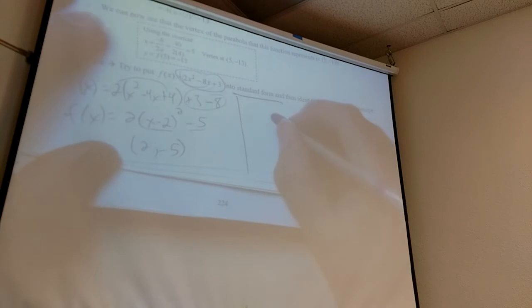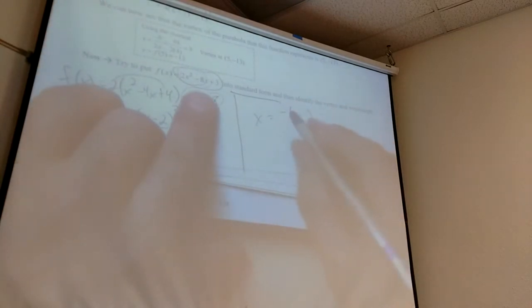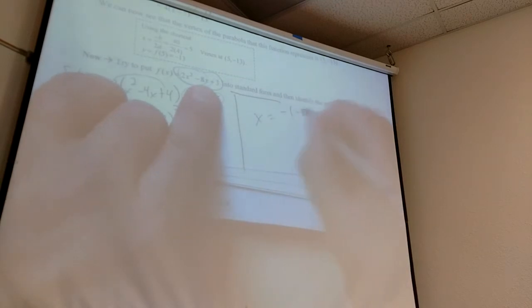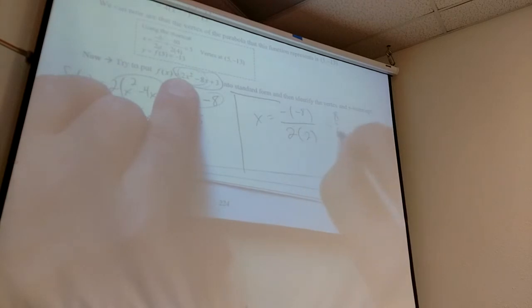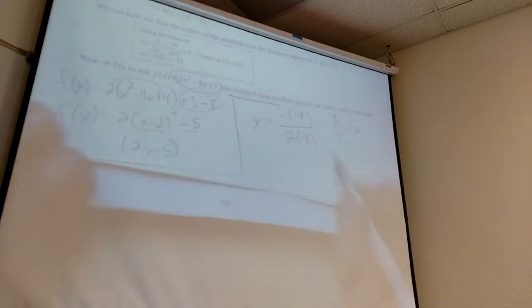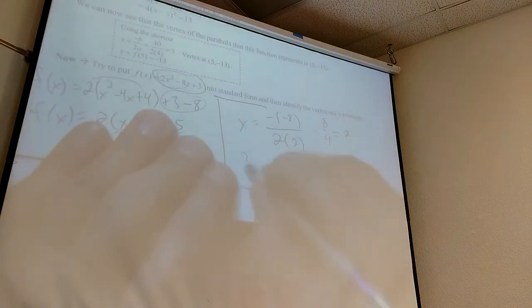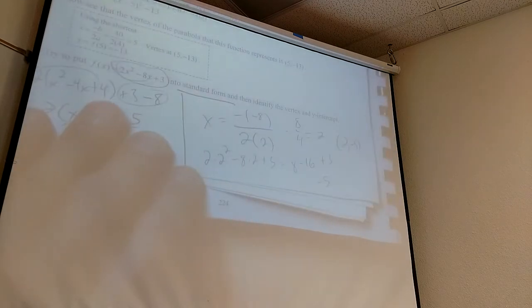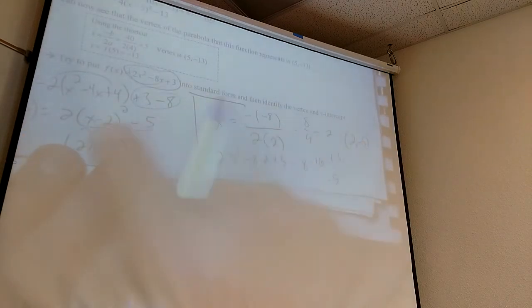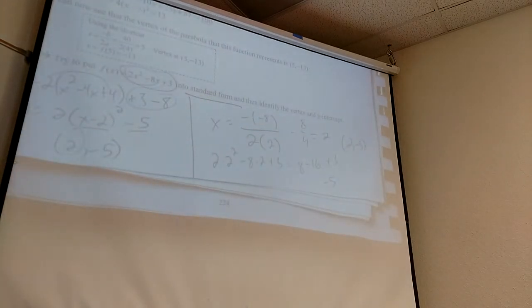Now if I do it with a shortcut, what's B? Negative 8. Yeah, so negative B. So -(-8) over twice A, 2. So I get 8 over 4 is 2. That agrees. Thank God. And then if I plug a 2 in, 2 times 2 squared minus 8 times 2 plus 3. 8 minus 16 plus 3 is -8 plus 3 is -5. I still get (2, -5), thank God. They have to agree because this is sort of a shortcut to this. So they have to agree.